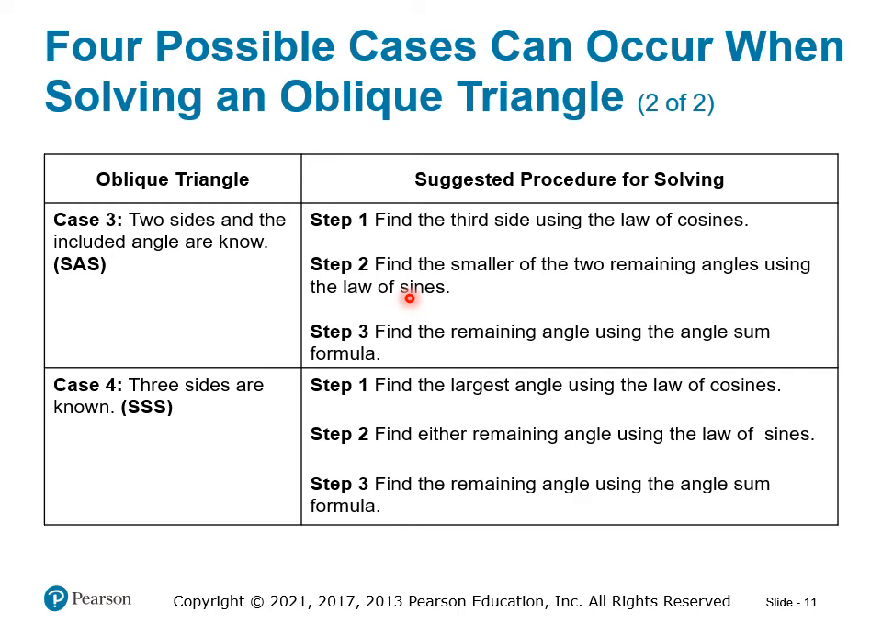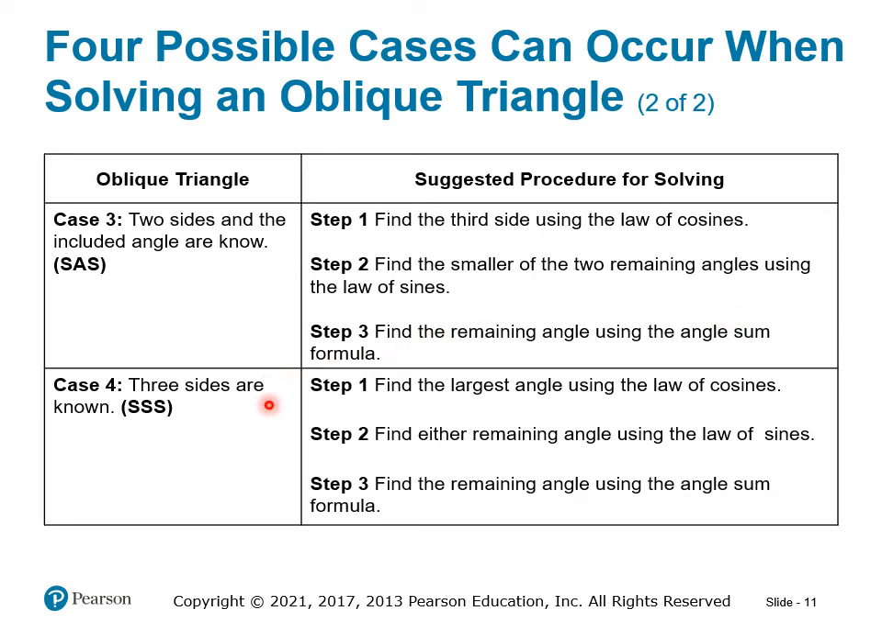If we focus on the smaller angle, then we're going to build the triangle using the data given, and we won't have two possibles that we have to compare. And then, of course, find the remaining angle using the angle sum. Okay?